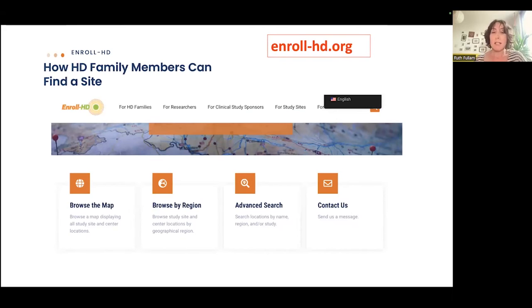Anybody who is interested in taking part in Enroll can also use the website to find the site which is nearest them. So this is our website up here, enroll-hd.org. And from there, you can search for the site which is nearest you. By browsing the map, you can look by region. You can do an advanced search, where you can be really specific, like look for the nearest city, etc. And from there, what it brings up is the contact details for every single site.